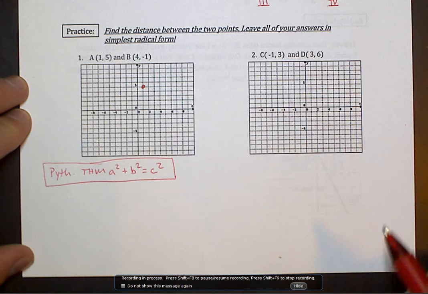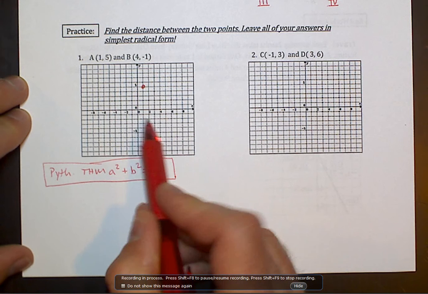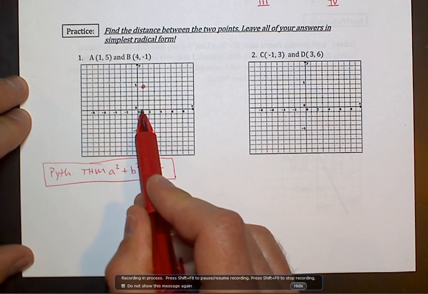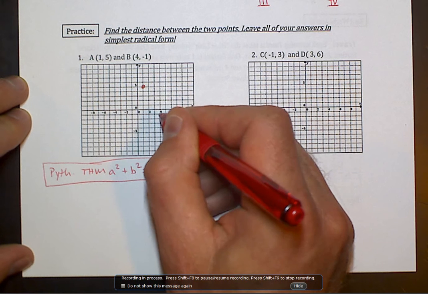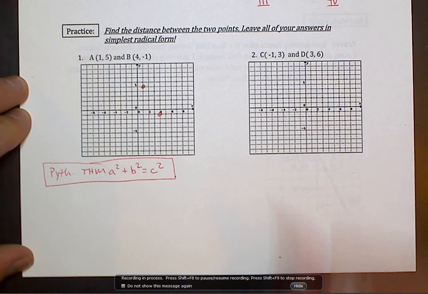And then I have (4, -1). So I'm going to go to the right 4: 1, 2, 3, 4, and down 1. Alright, so we need to find the actual distance between those points.